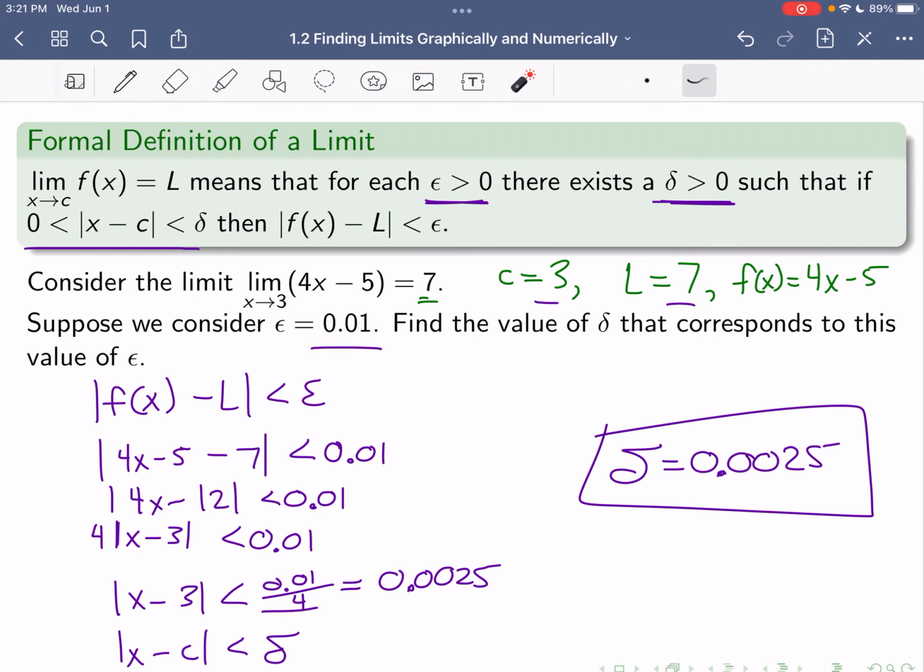In the next video, we're going to continue this idea, but we're going to do it arbitrarily. Instead of having a specific value of epsilon, we're going to leave it as epsilon. We'll write delta in terms of epsilon, and then we're going to actually go through and do a proof. We'll look at that next time.